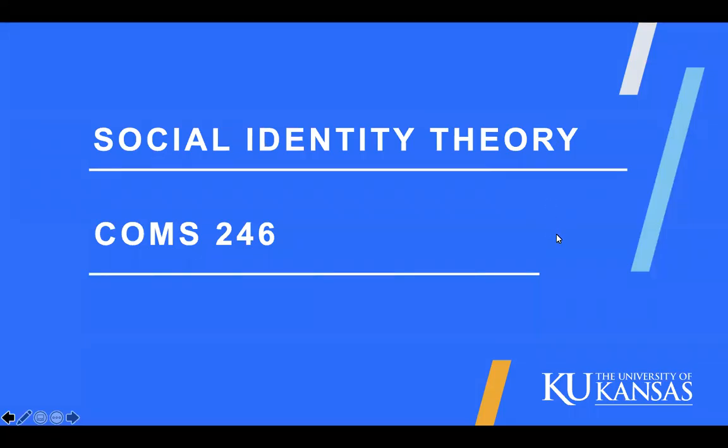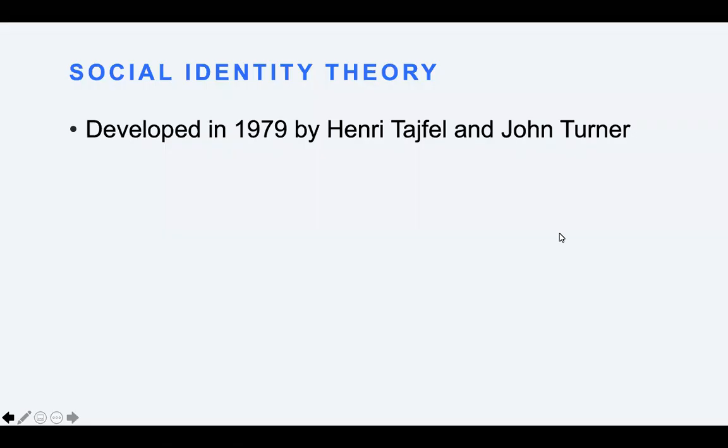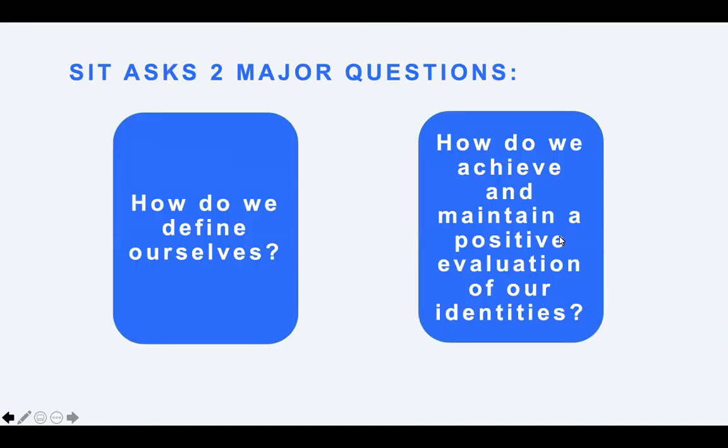This week, we are talking about social identity theory. Social identity theory provides the basis for the rest of the theories that we'll be discussing this semester. Social identity theory was developed in 1979 by Henri Tajfel and John Turner. SIT, which is the acronym for social identity theory, asks two major questions.